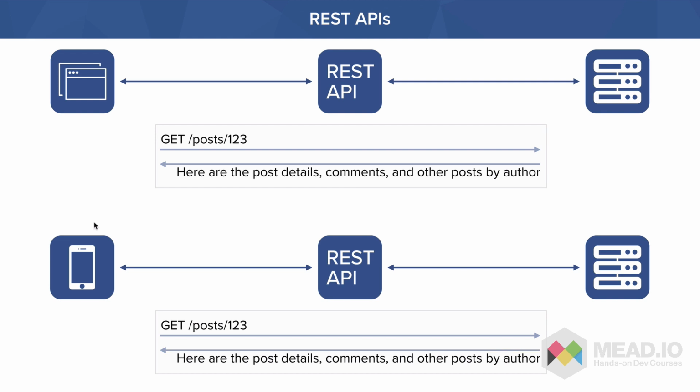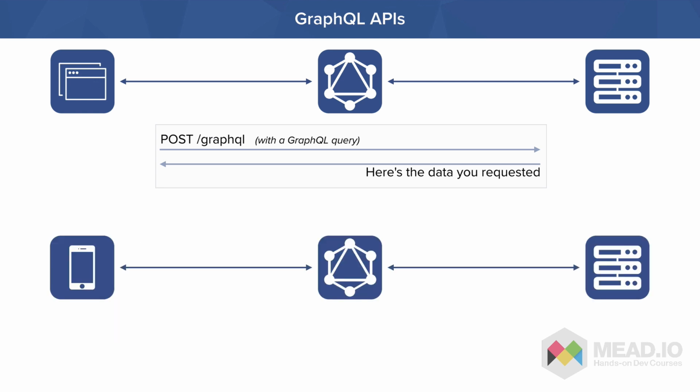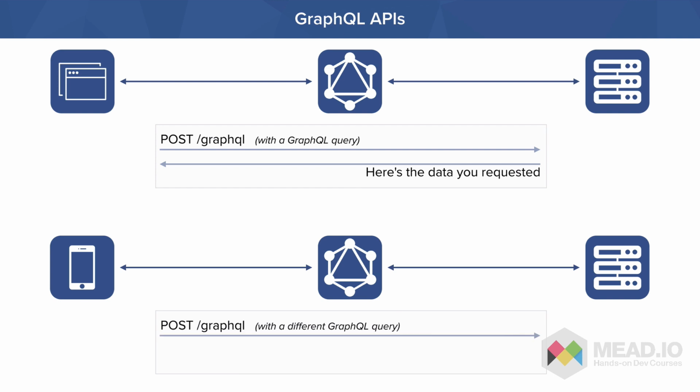This is not an issue we're going to run into with the GraphQL API. On the desktop, we make a GraphQL query specifying we need all of that information. We need the post itself, we need the comments and other posts by the author. And on our mobile device, what do we do? We make an HTTP request to the same endpoint with a different GraphQL query. In this case, we say maybe we just need the post details. So we get back just the post details.